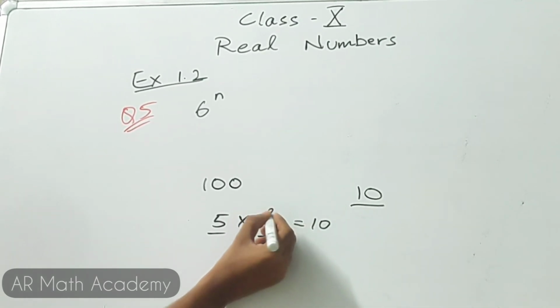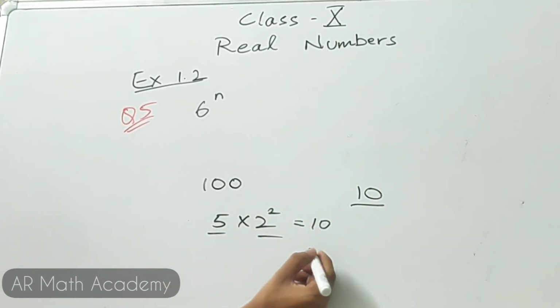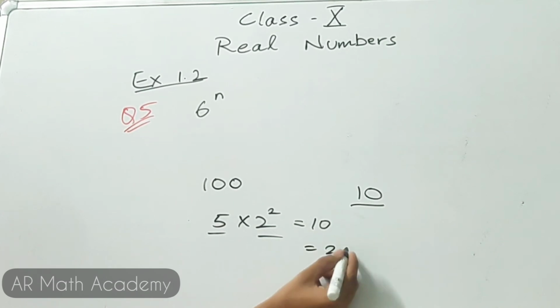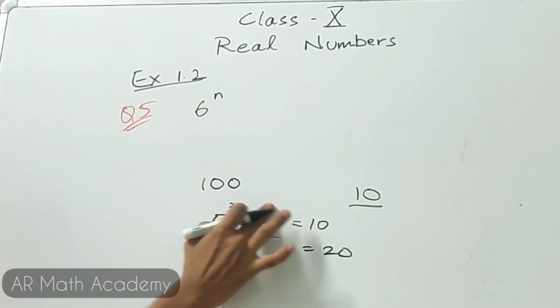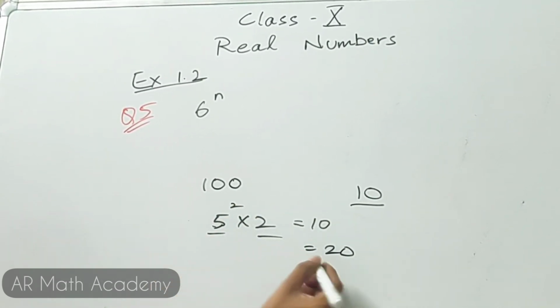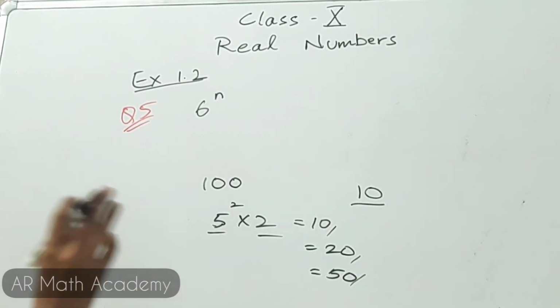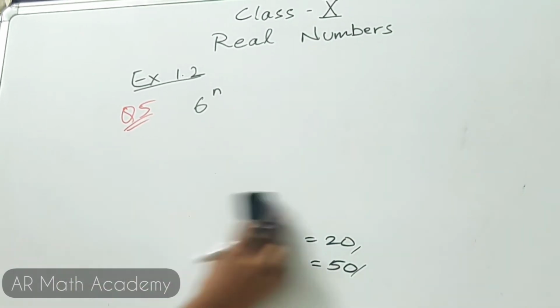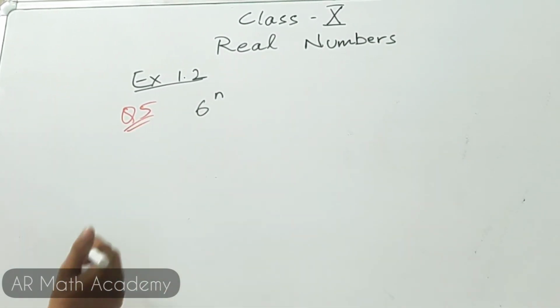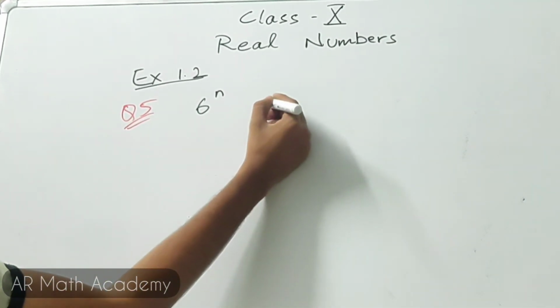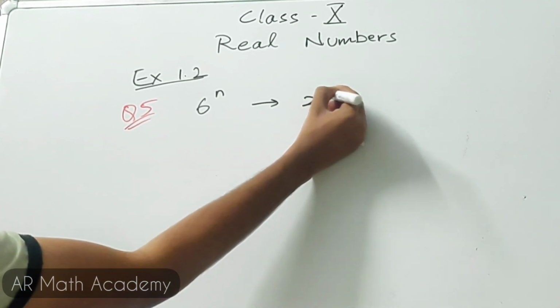Now 5 times 2 squared, 2 squared is 4, so 5 times 2 squared will give us 20. Or 5 squared times 2, 5 squared is 25, 25 times 2 will give us 50. So in all these numbers there is a 0 at the end. So we have to check if there is 2 and 5 in this. So basically we have to check if there is 2 power n and 5 power n.